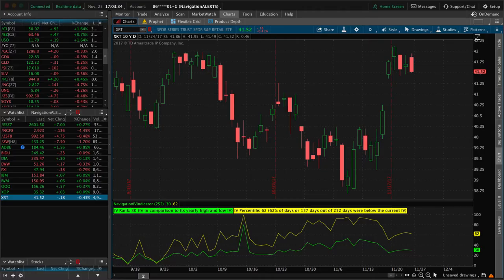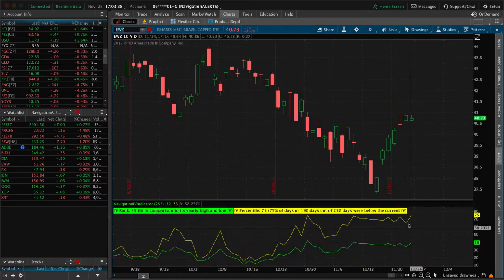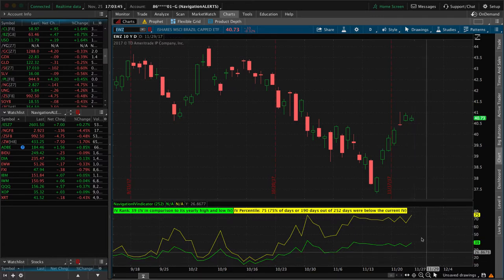And if we take a look at EWZ, I think implied volatility has gone up even more. Yeah, so it's at 75 on the percentile now. So early next week, assuming it stays high and doesn't collapse, we'll look to put on another position in EWZ.